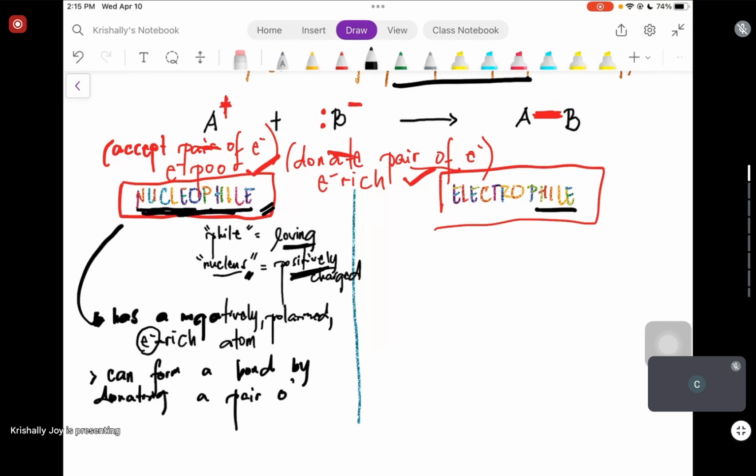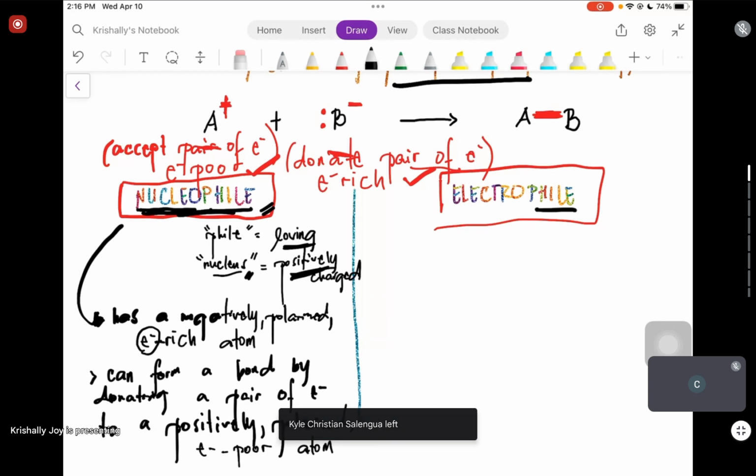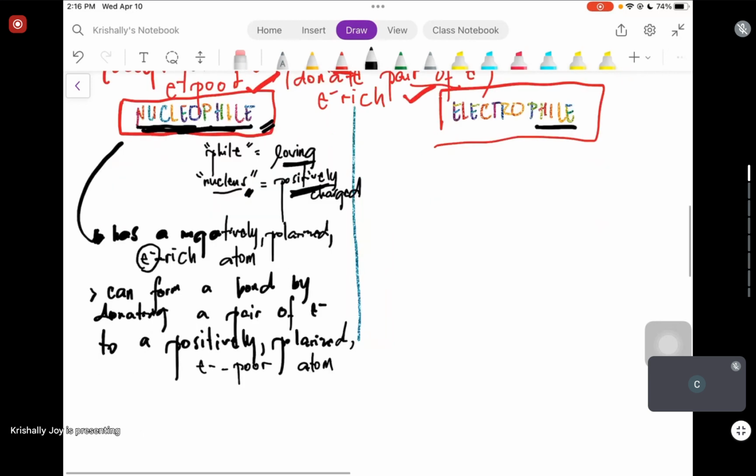To whom does it donate? To its opposite, to a positively polarized, electron-poor atom. So that's how we define a nucleophile. It loves the positive. Why is it more attracted to positive? Because it itself is negative. So negative is being attracted to a positively charged atom. So how can it form a bond? It will donate the pair of electrons it has to the electron-poor atom.